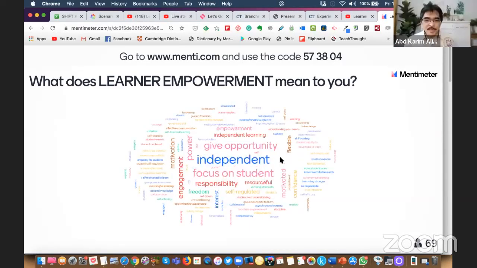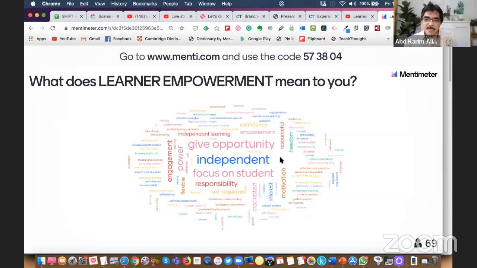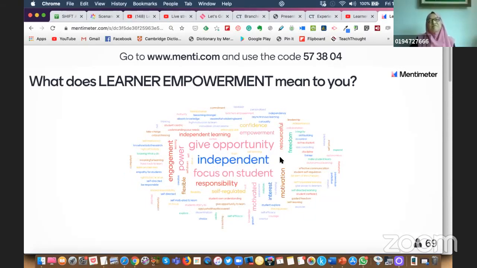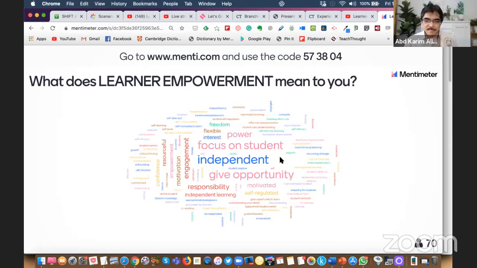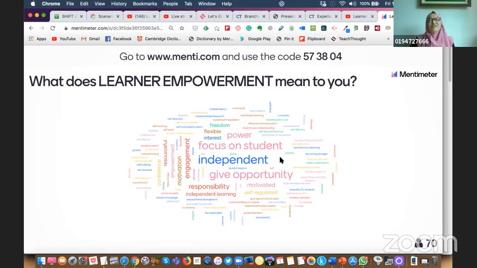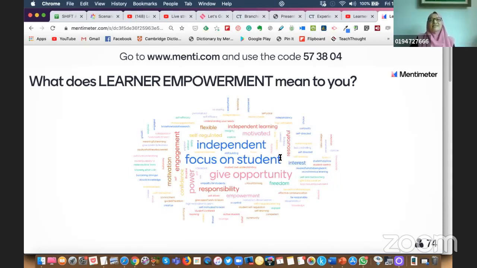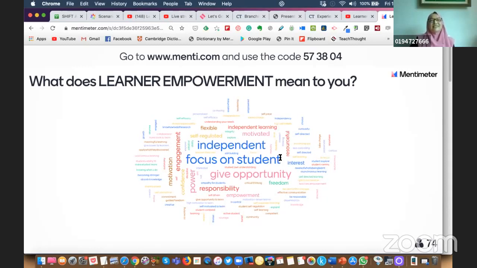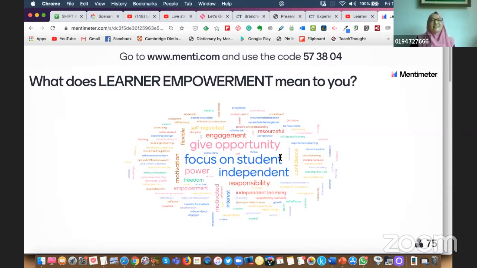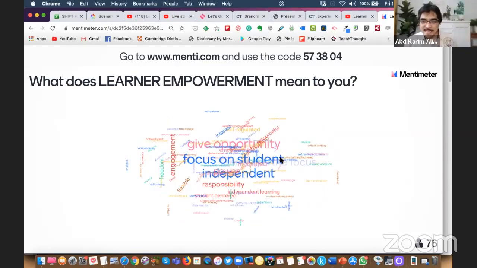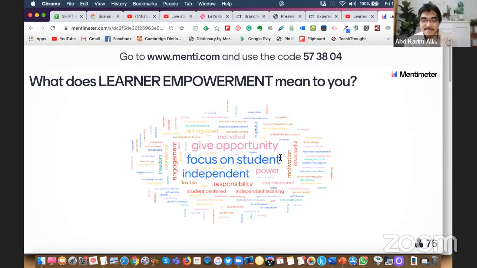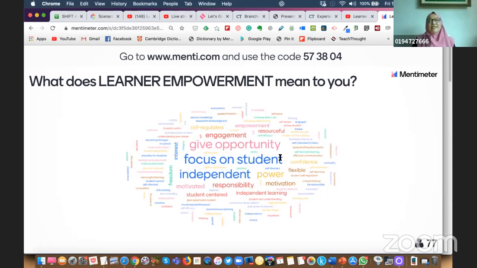There's also self-regulated, freedom, resourceful, autonomy, motivation. That's pretty good. That's a good start. Oh, there's one also on guided freedom. Yeah, interesting. Self-motivated learner. Well, so I can rest my case now. It's over. Session is over.